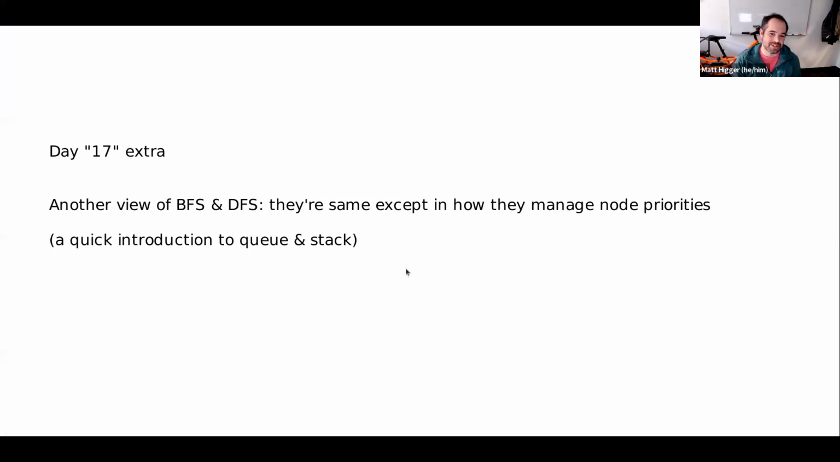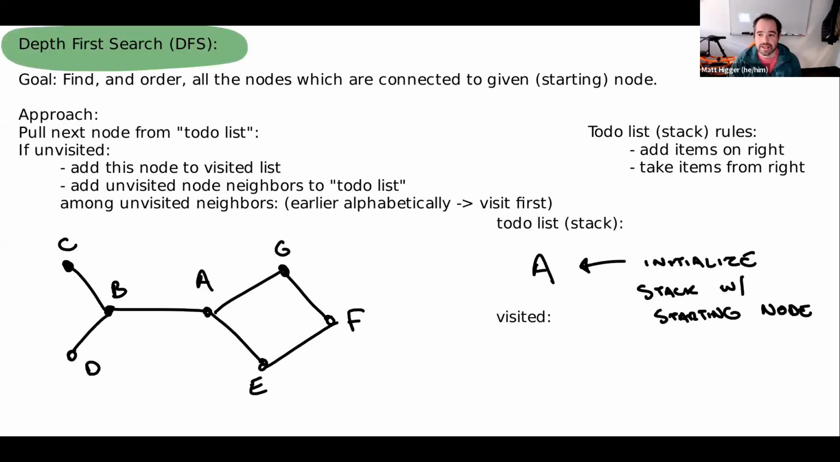So day 17 extra. Another view of BFS, DFS. And we'll show again that these are very similar constructions, but we'll swap in a queue for a stack when we go from one to the other. And we'll introduce what a queue and a stack are. So we'll start here with depth first search. You guys have seen this in class. But our goal, again, in each of these search methods is that we're trying to order all the different nodes which are connected to some given starting node.